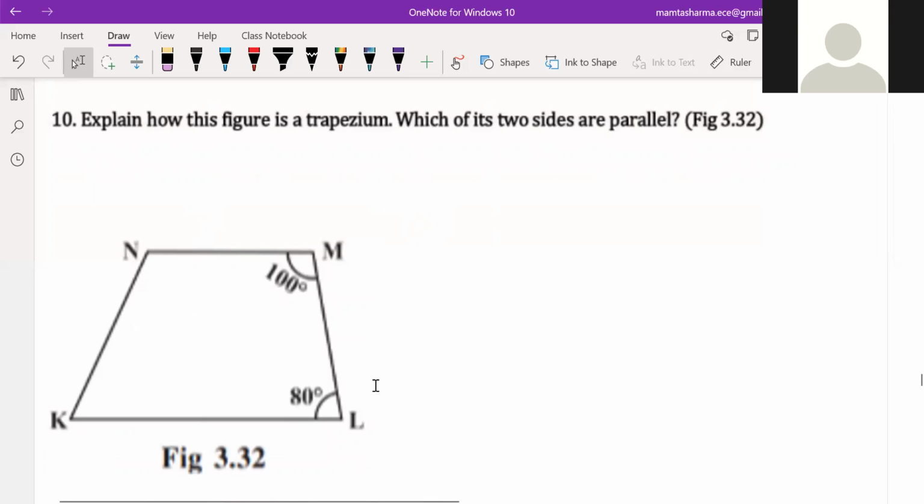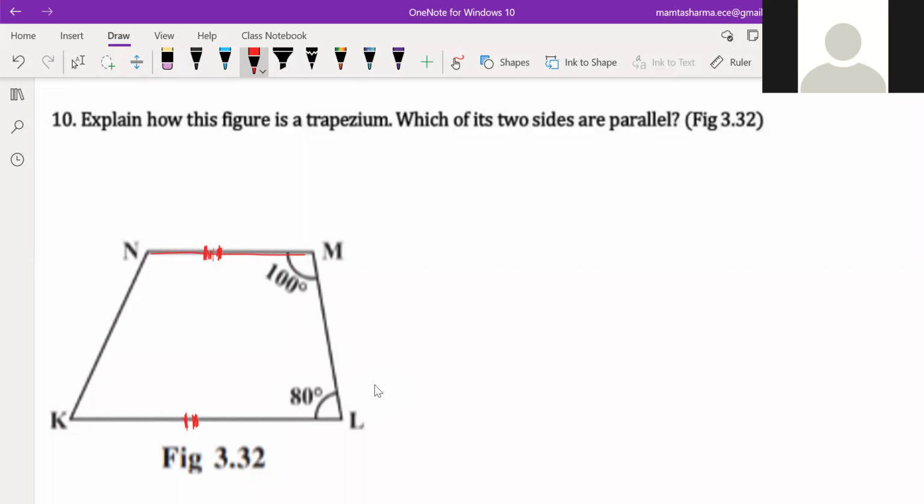So remember, recall the property of a trapezium: a trapezium is a quadrilateral in which one pair of opposite sides are parallel. Okay, so we have no information about this side. We have information about the angles. And the second property of a trapezium is that the adjacent angle, we have only one piece of information, that this pair of opposite lines should be parallel. One pair of opposite lines should be parallel. Okay.